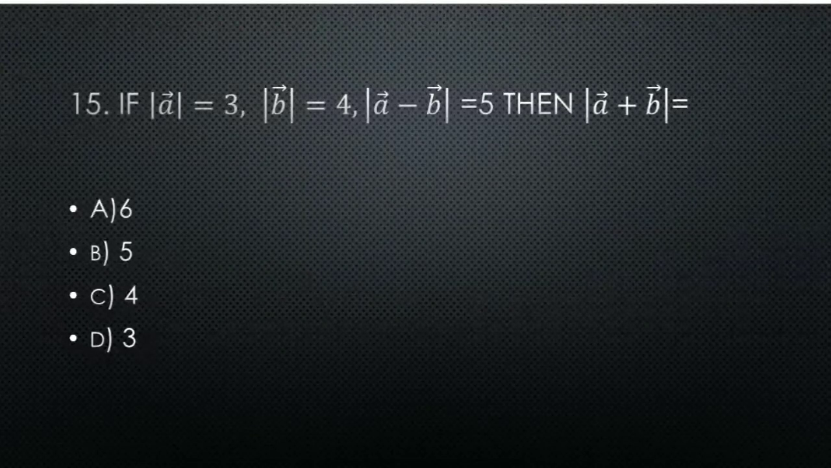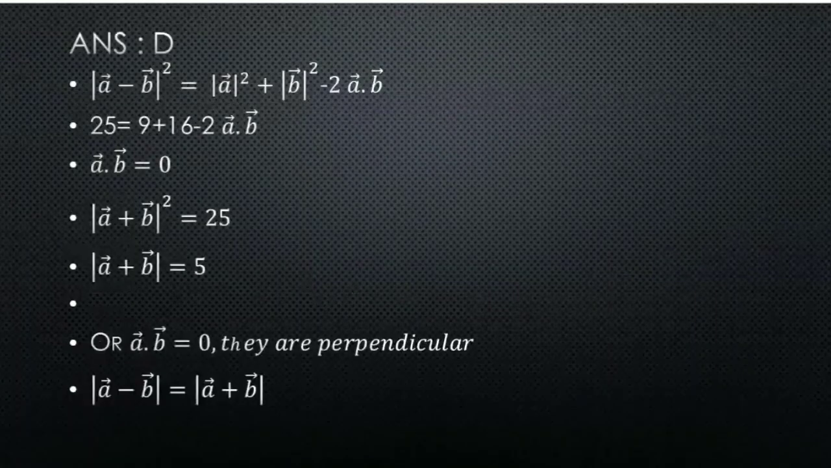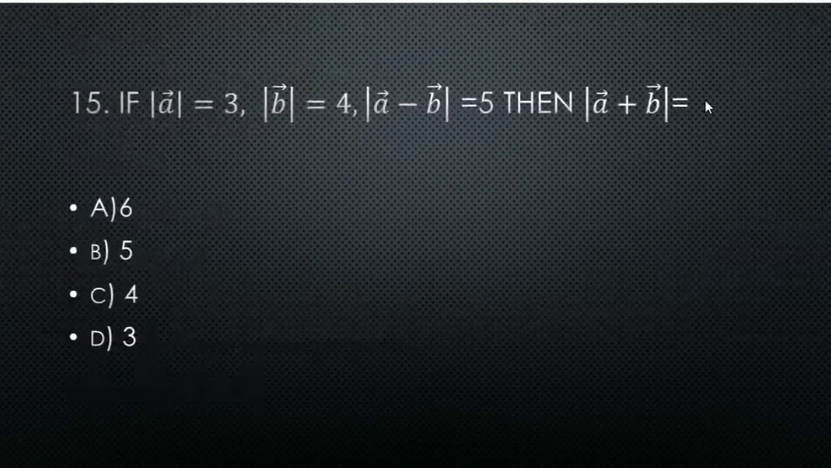See this. If magnitude of A vector is equal to 3, magnitude of B vector is equal to 4 and magnitude of A vector minus B vector is 5, then you have to find magnitude of A vector plus B vector. Options are 6, 5, 4, 3. We need to find magnitude of A vector plus B vector, but here magnitude of A vector minus B vector is given.